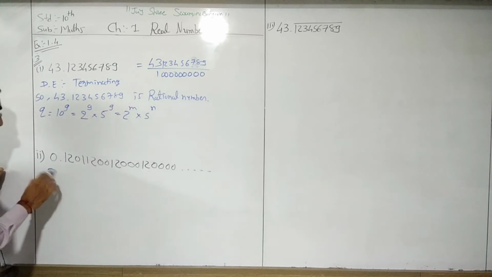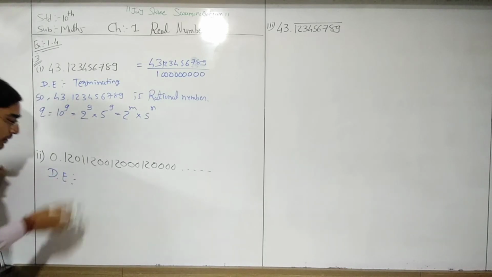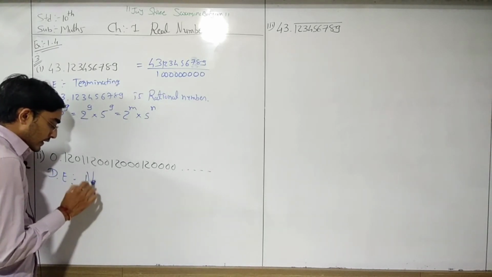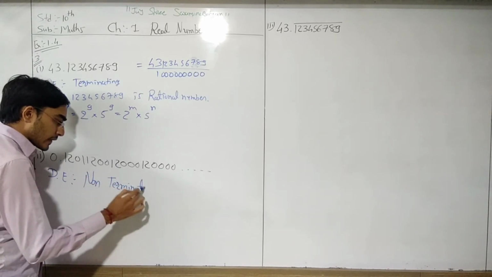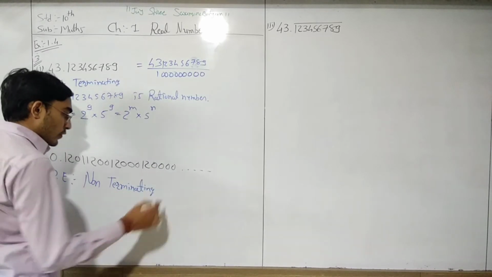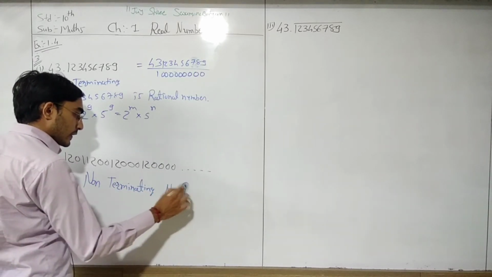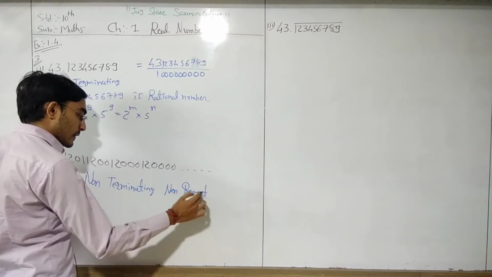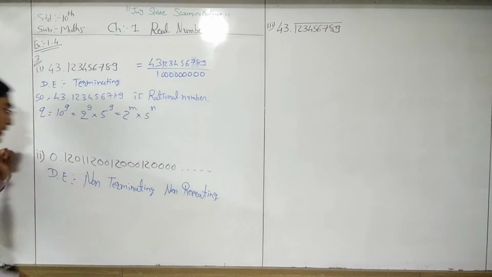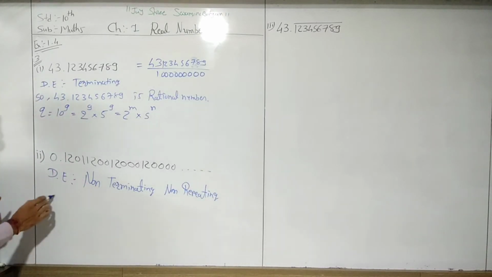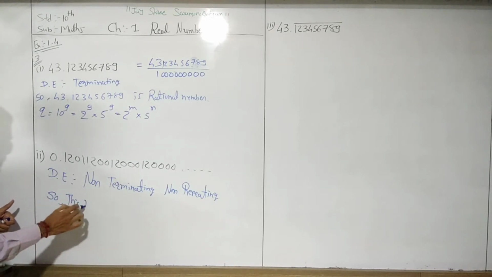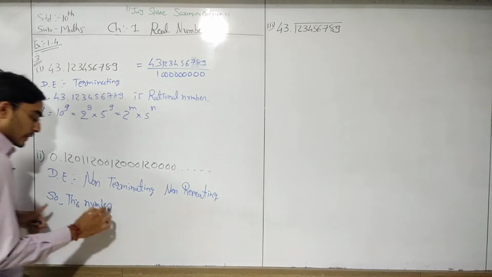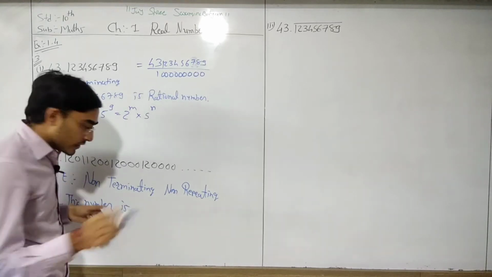So the decimal expansion, first of all, is non-terminating, non-repeating. So this number is an irrational number.